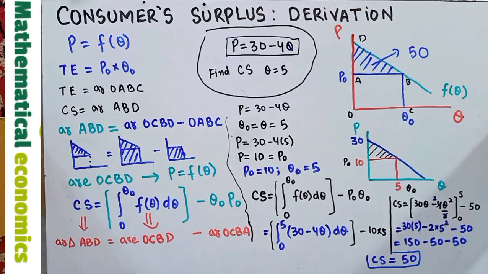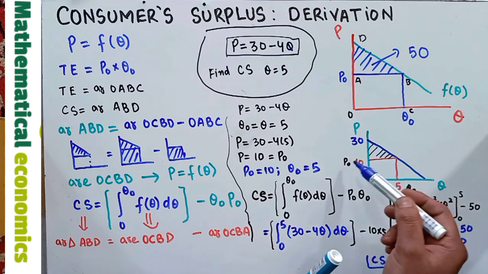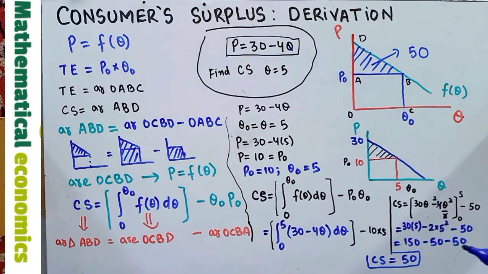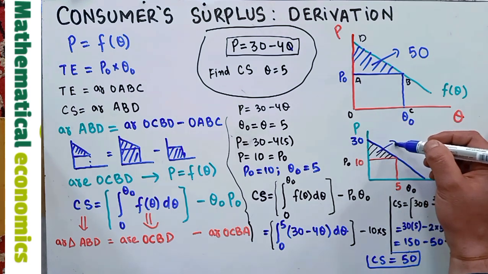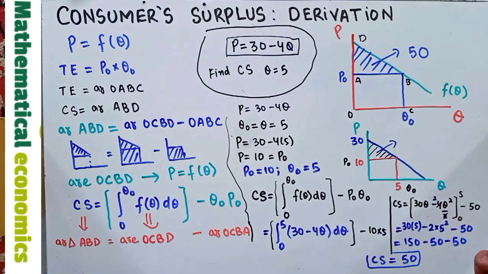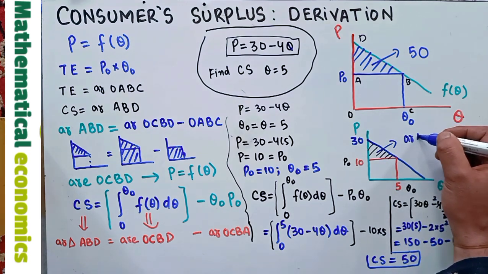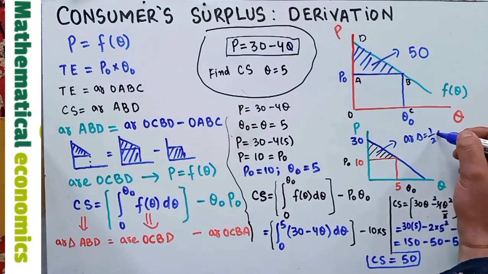Okay, there is another way to solve this kind of question. Since we are being given a linear demand function, we can simply find out the area of this very region. So when we have a linear demand function, it will be more plausible to simply use the area of a triangle formula. That is, area of triangle is equal to 1/2 of base into height.